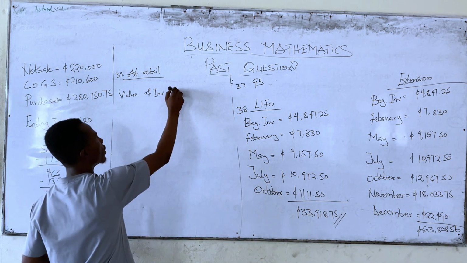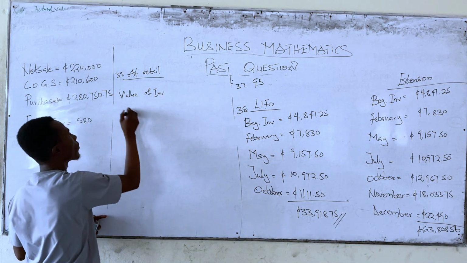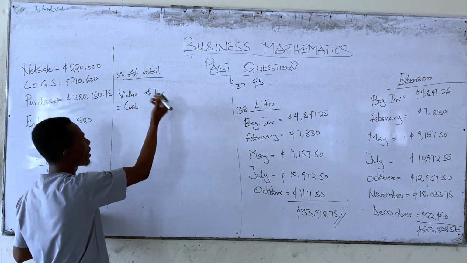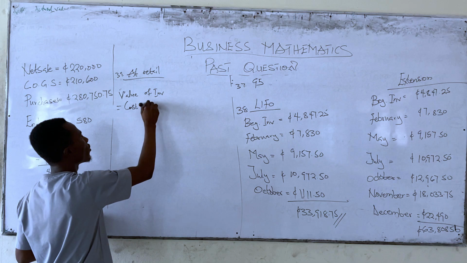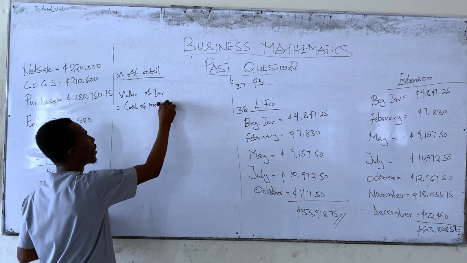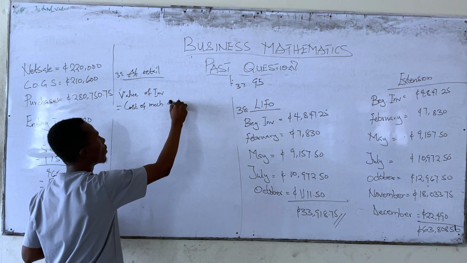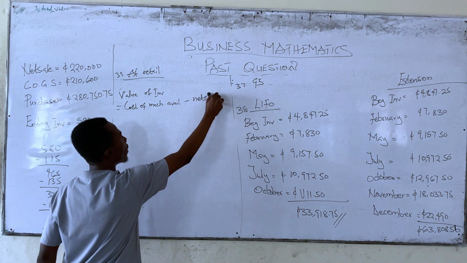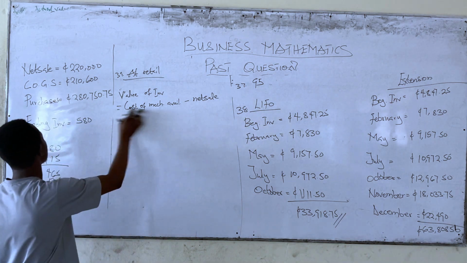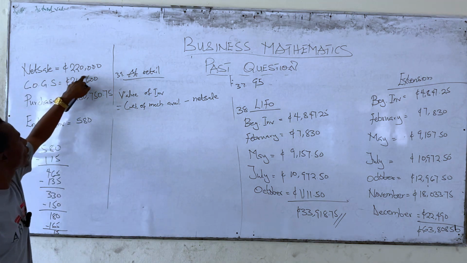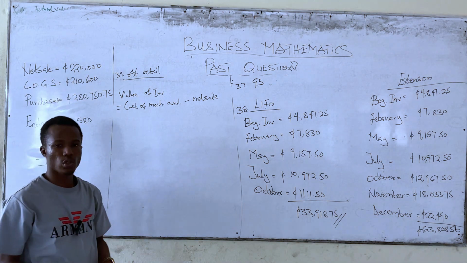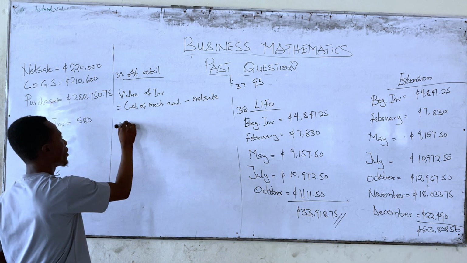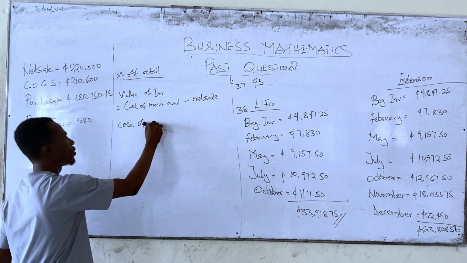So we are going to say cost of merchandise available minus net sale. Okay, and that is it. So we check from here. We were given net sale, but we don't have the cost of merchandise available for sale. And this one, you can calculate the cost of merchandise available for sale.